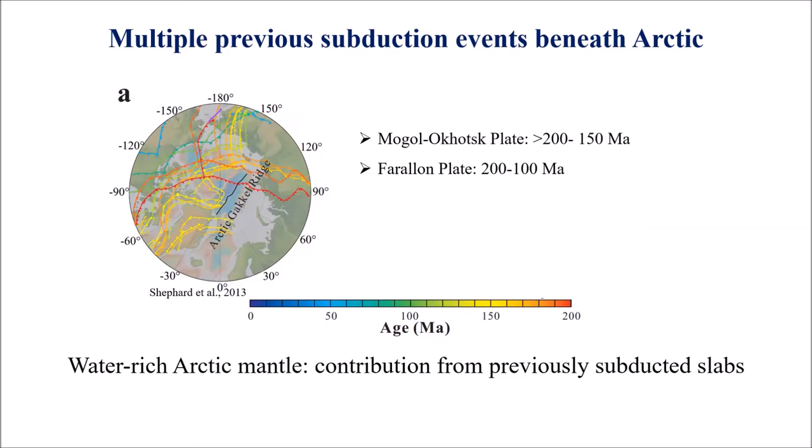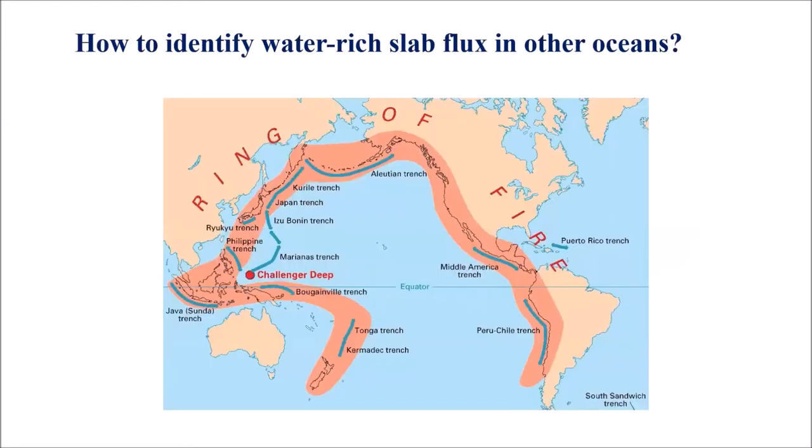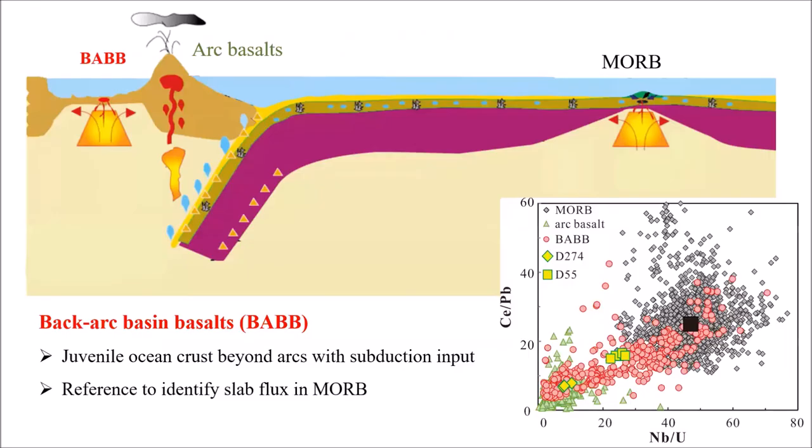Well, yet we know that the previous subduction is not confined to the Arctic alone. So if our explanation for the Arctic stands, then we shall be able to see the subduction influence in other locations. And the problem is how to identify the water-rich slab fluxes in other oceans. Well, for this purpose, Back-arc basin basalt, as the juvenile oceanic crust formed behind the arc with subduction influence, can be used as a natural reference to identify the slab fluxes in MORB. On this canonical ratio plot over here, BAB, the red circles, plot right between the MORB and arc fields, forming a natural transition between these two distinct groups, and with actually similar compositions as the yellow arc-like MORB in Gakkel we found.